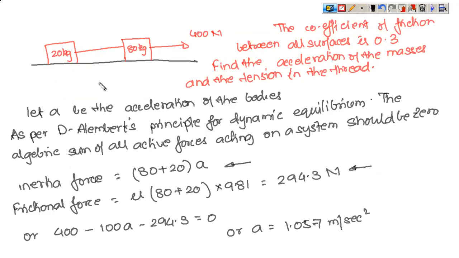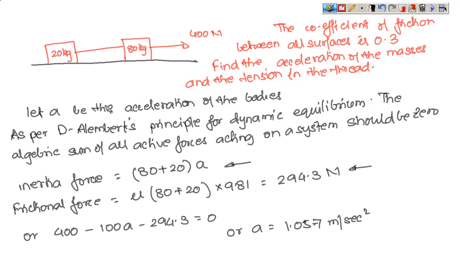So here, you have a 20 kg block, you have an 80 kg block, they have been interconnected, and a force of 400 kilonewton has been applied to the 80 kg block. So one thing you need to clearly understand is that the direction of motion will be in the right hand side direction. Another dimension that has been mentioned in the problem is the coefficient of friction between all surfaces is 0.3. Now you need to find out the acceleration of the masses. You need to find out the acceleration and the tension in the thread.